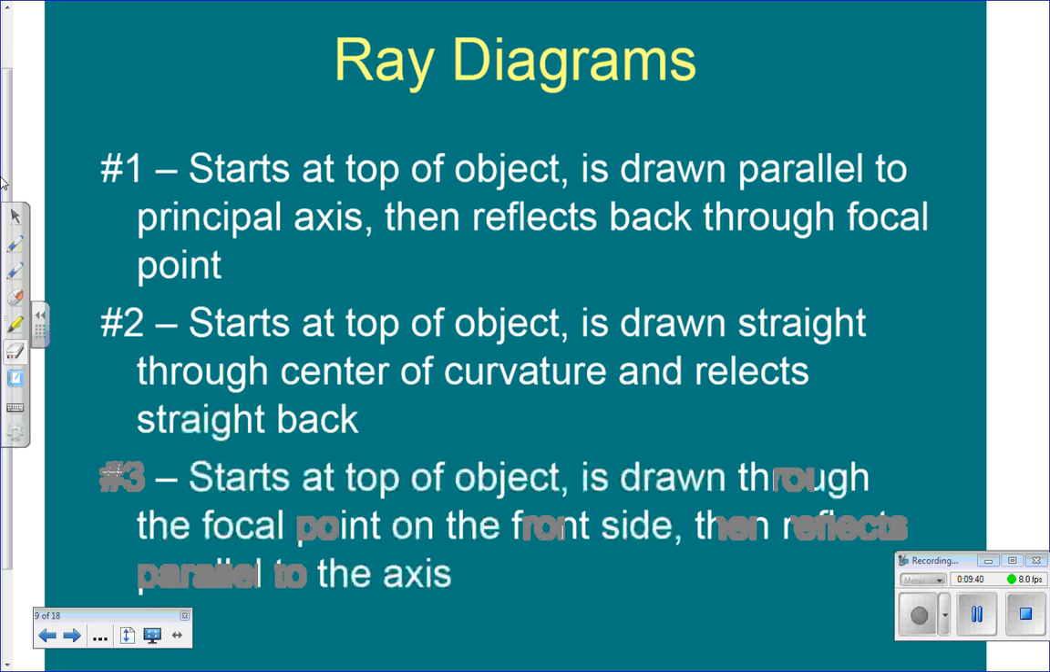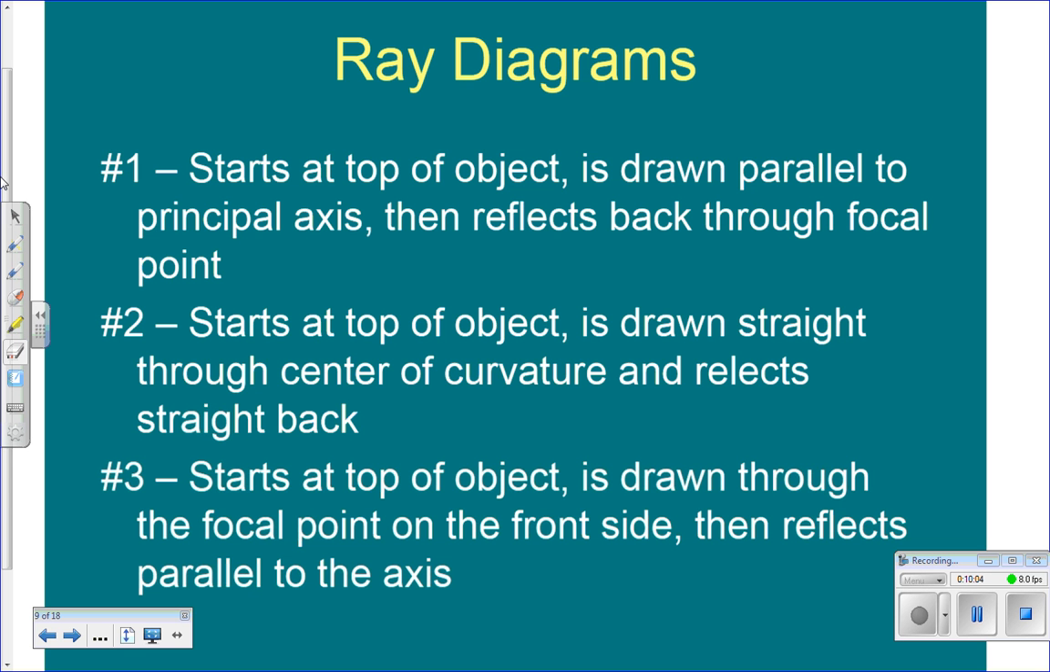Let's talk real quickly about ray diagrams. A ray diagram is an easy way to get a general idea about where an image would show up with these different types of mirrors. The first ray starts at the top of the object and is drawn parallel to the principal axis, and so then it reflects back through the focal point.